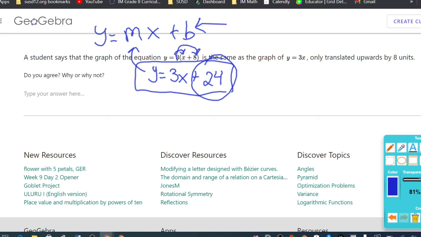So I disagree. It is not the same as y equals 3x translated up by 8 units. It is the same as y equals 3x translated up 24 units. All right, please put in your answer here. I'm not going to type it for you first this time. I want you to understand it and type it in yourself. Listen again if you don't understand it yet.